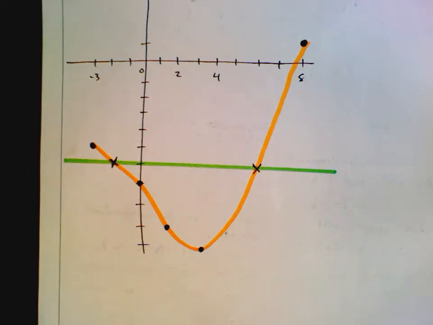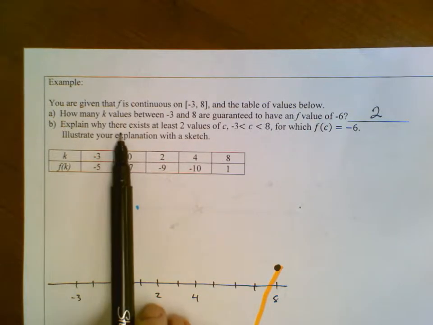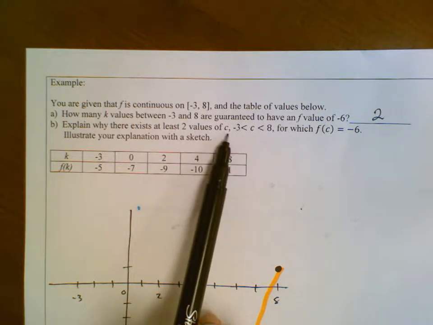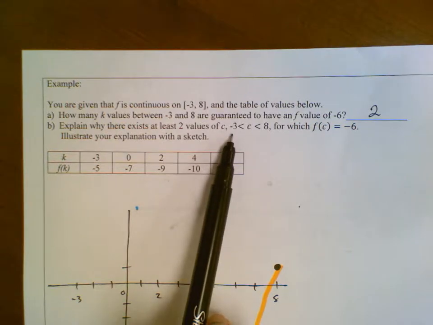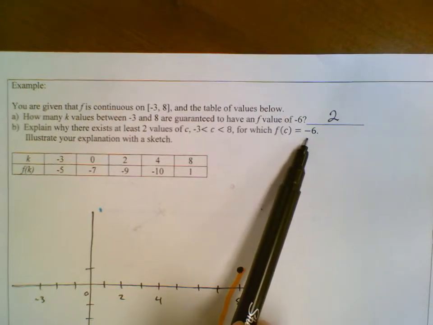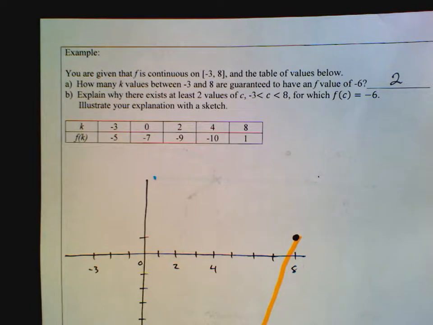Okay, now here comes the explanation part. Explain why there exists at least 2 values of c, where negative 3 is less than c is less than 8, for which f of c is negative 6, okay? Illustrate your explanation with a sketch. All right, we already did that. Now, here's the thing, guys. This is a little bit complex, so this will not be on your big quiz. Eventually, I could throw something like this on a big quiz, but not just yet.